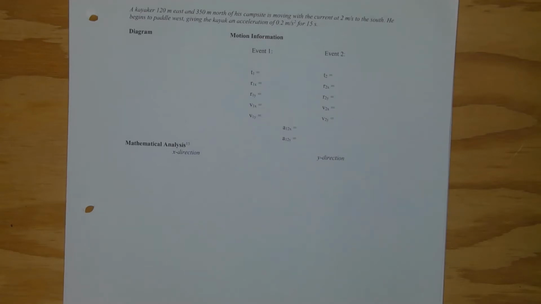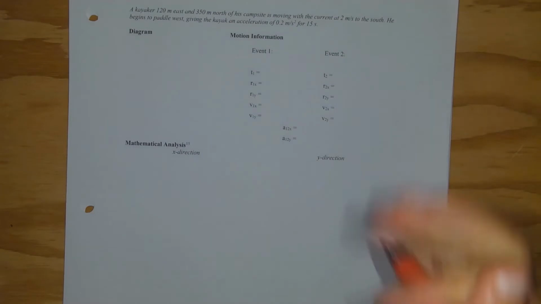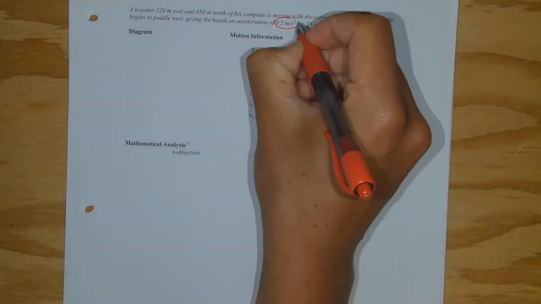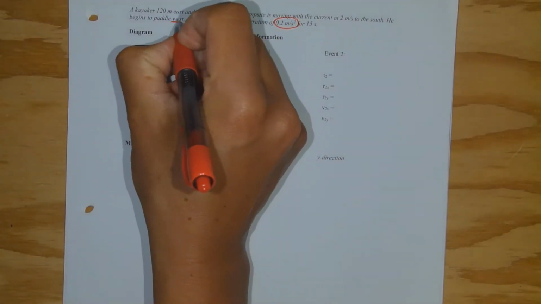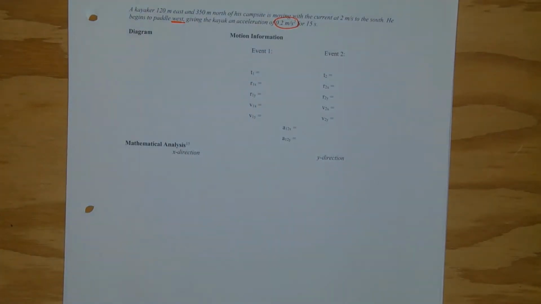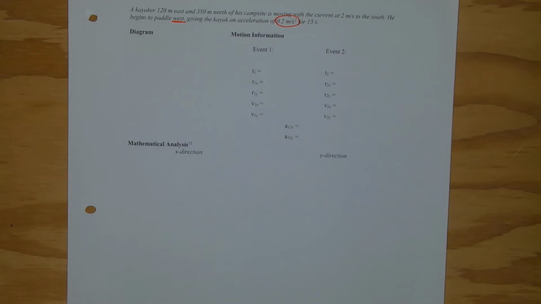So an important thing to realize in this problem is that the constant acceleration is not coming from the force of gravity. The constant acceleration is coming from the kayaker paddling. So our acceleration is going to be 0.2 meters per second squared, and he's paddling to the west. So the acceleration is 0.2 meters per second squared to the west.